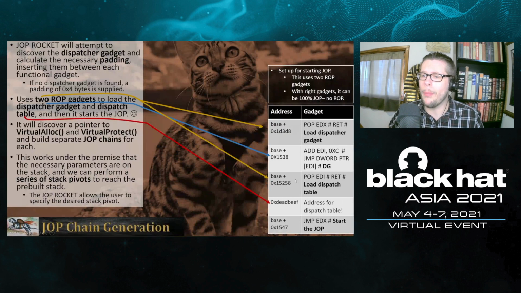Now, specifically how the JOP ROCKET generates this is firstly, it's going to try to find the dispatcher gadget and then calculate the necessary padding to place between each functional gadget. If it doesn't find a dispatcher gadget, it'll still produce a chain because you can always enlarge the scope or look for alternative DGs. Next, it'll use two ROP gadgets to load the dispatch table in the dispatcher gadget, and then from there we start the job. It'll find your WinAPI functions and also calculate the stack pivots to match the minimum and the maximum that you specify for desired stack pivot amount.